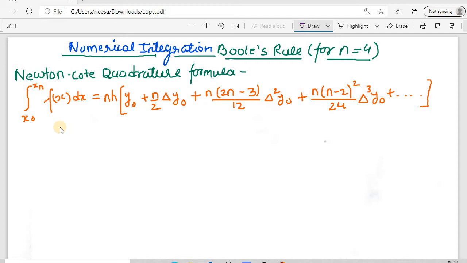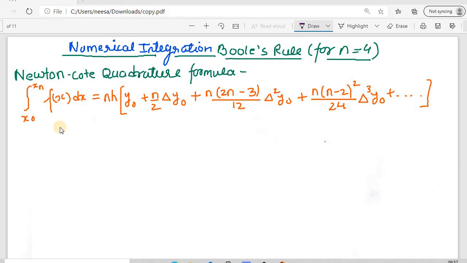The way we derive Boole's rule is similar to Simpson's 1 by 3, 3 by 8 or trapezoidal. If you have not seen the videos of these, I request you to first watch the videos of Simpson's 1 by 3, Simpson's 3 by 8 or trapezoidal rule, so that you will get to know how we can derive these formulas using the Newton Cotes quadrature formula.